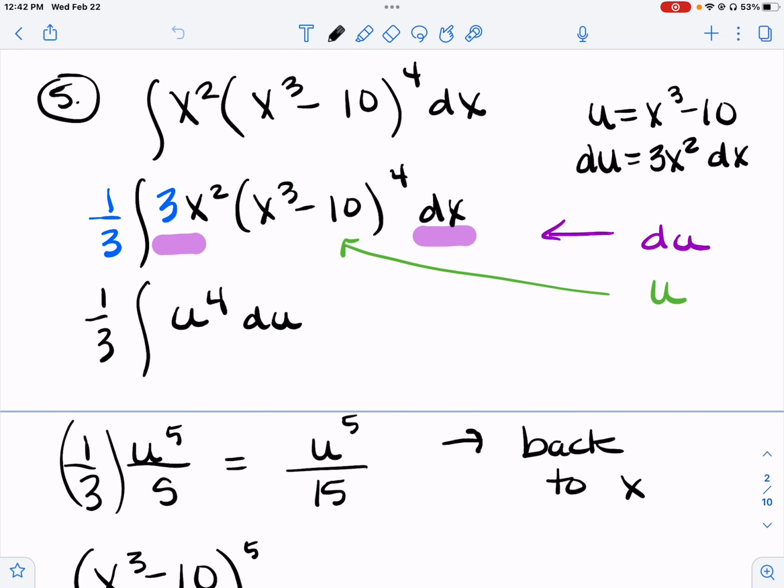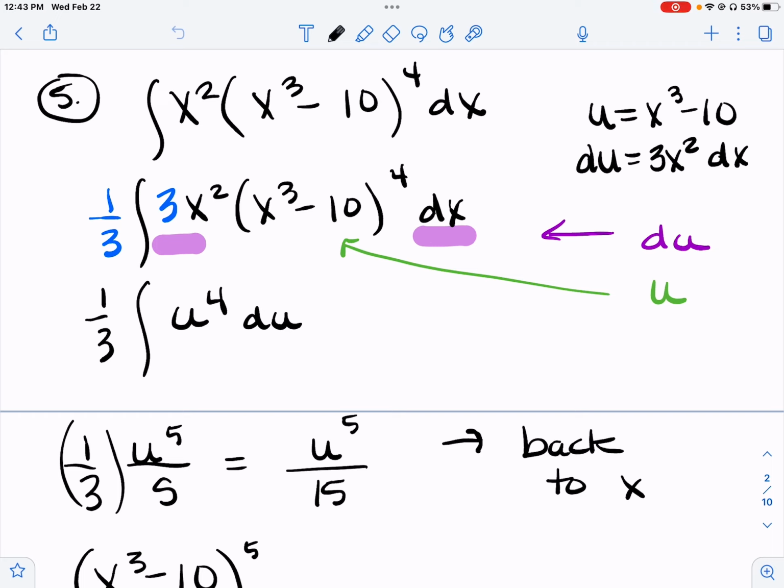Number 5, we have something raised to a power, so we'll use u substitution. U is going to be what's inside, x cubed minus 10. When you have u, you always have du. So du is the 3x squared dx. Okay, it's always dx. We don't have 3, so we times in 3 and 1/3 to balance it. Okay, what's underlined there, 3x squared dx is du.